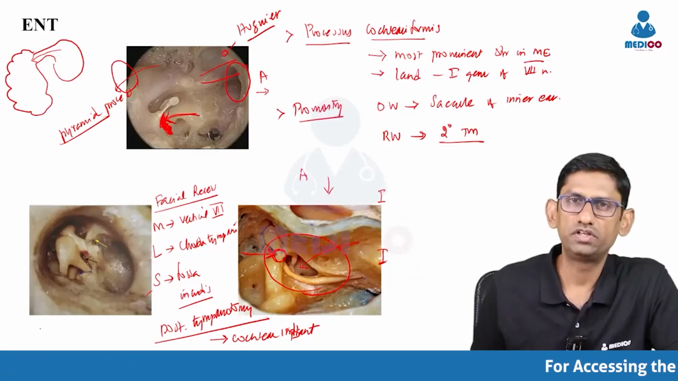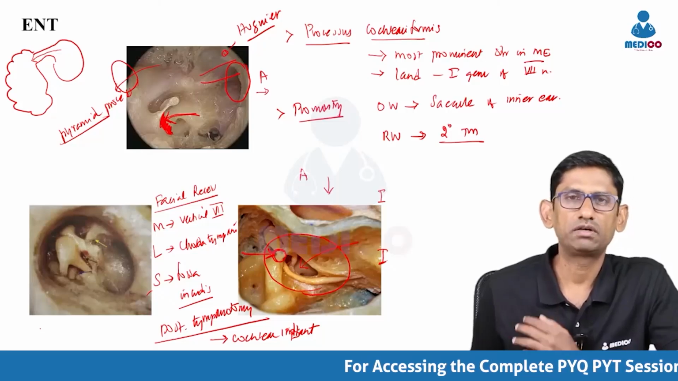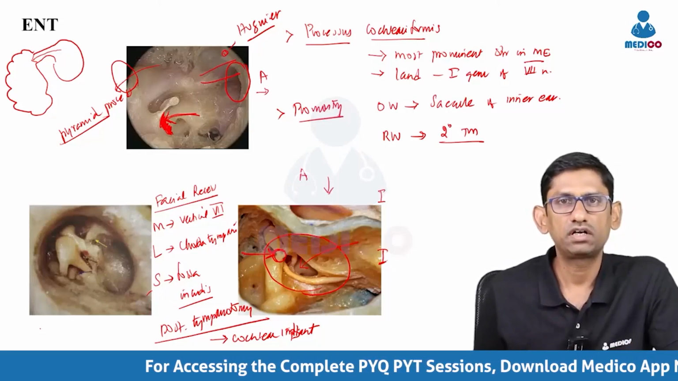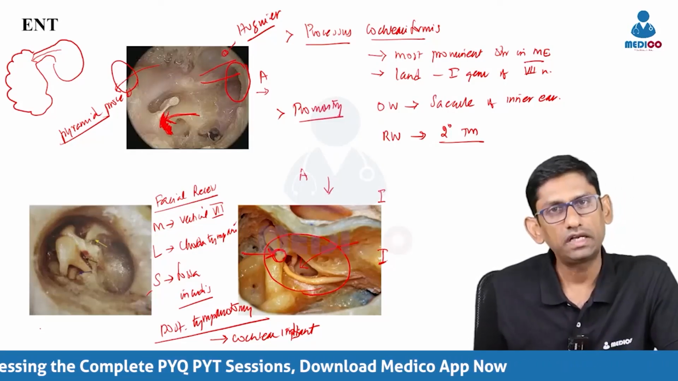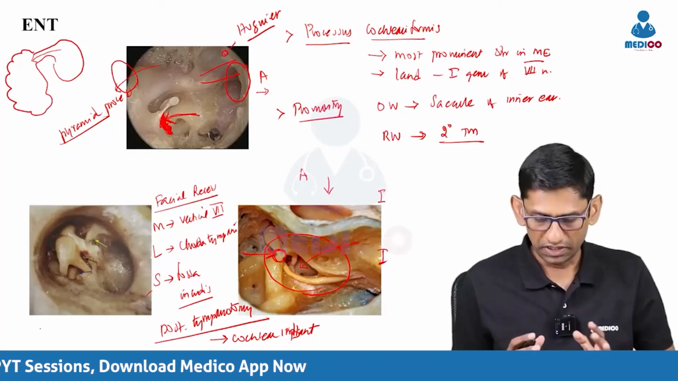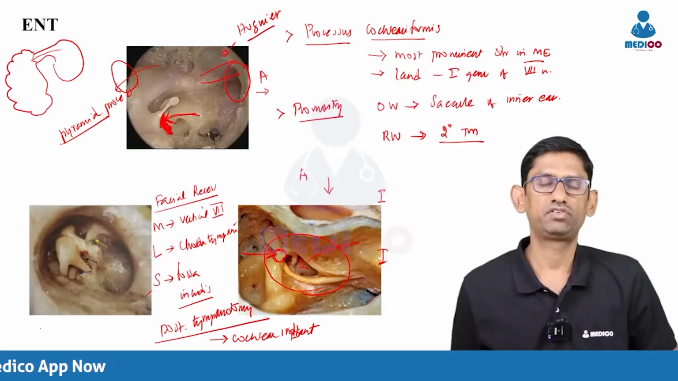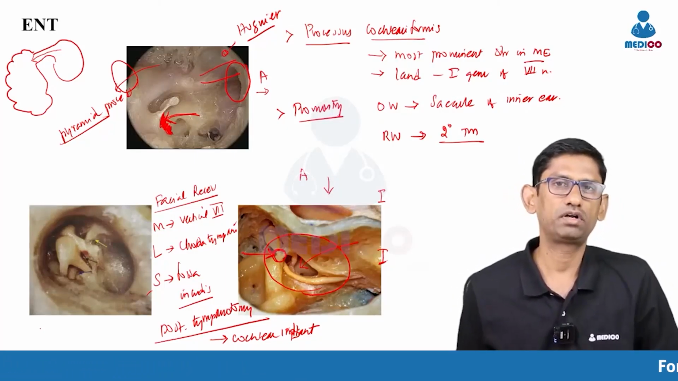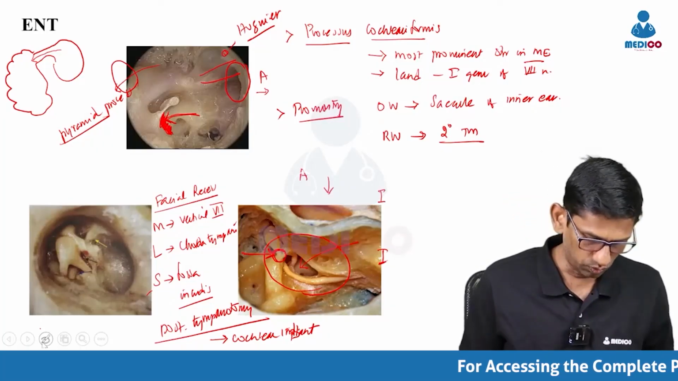So we can expose these two structures very clearly, and we can place the electrode through the posterior wall of the middle ear into the round window. So this is about the facial recess. Please remember, the facial recess is quite important in patient positioning. And this is the picture, how it looks.